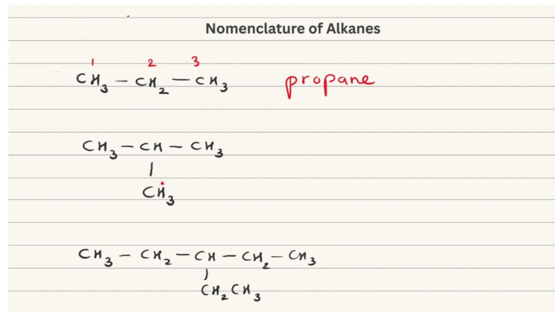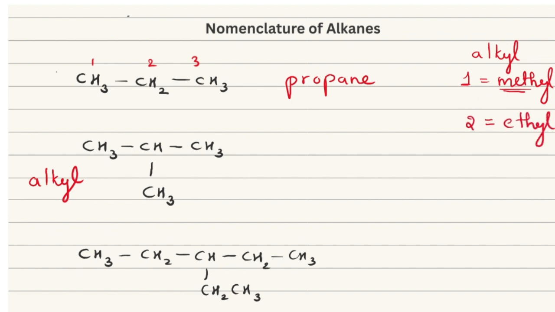If there are some branches, we call them alkyl. The alkyl could be methyl if there is 1 carbon. So remember, if there is 1 carbon, you call that methyl. The meth refers to 1 carbon. If there are 2 carbons, you call it ethyl. If there are 3 carbons, you call it propyl. And it goes on. You can see here there is only 1 carbon, so the substituent here is methyl.